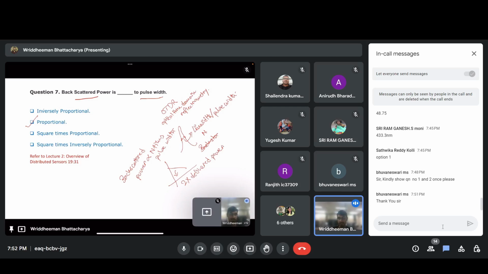I have also mentioned the timestamp where Sir has explained how it comes, at 19:31 seconds, where we can see that. Then, as I have also mentioned here, the line width of the signal in OTDR, optical time domain reflectometry, is proportional to the pulse width.